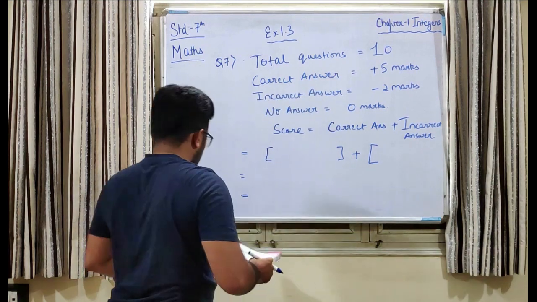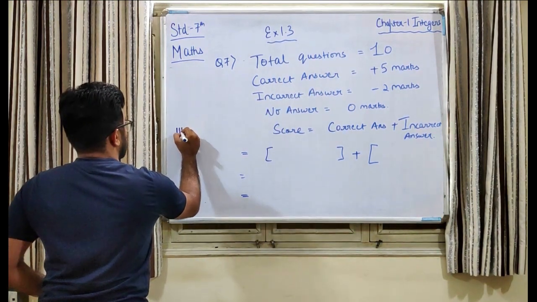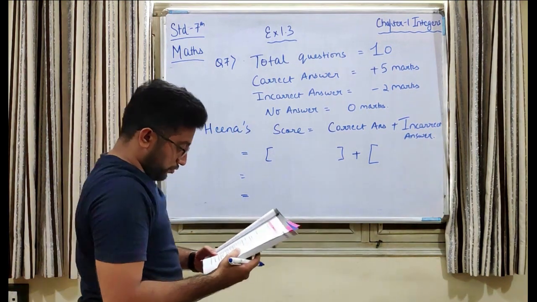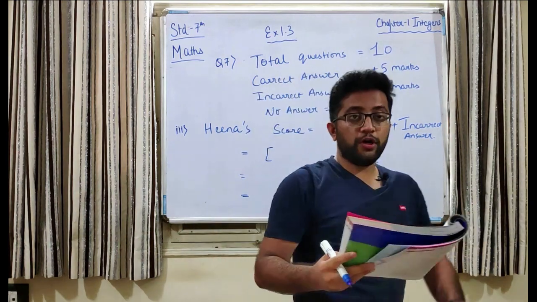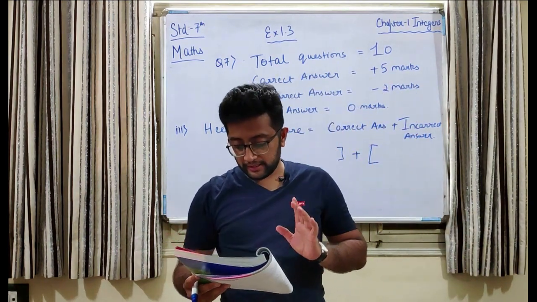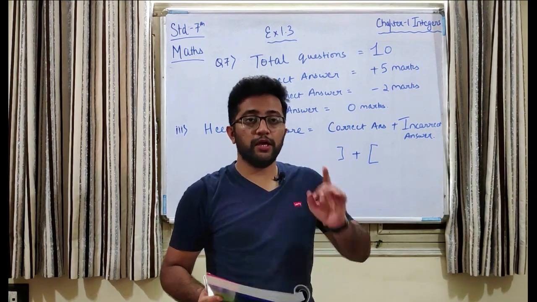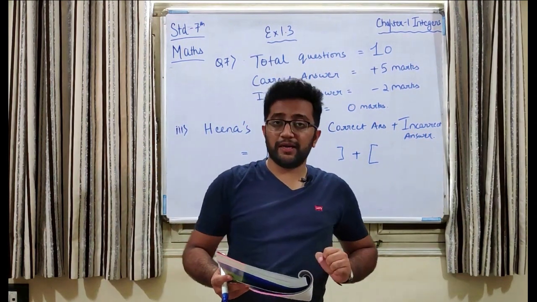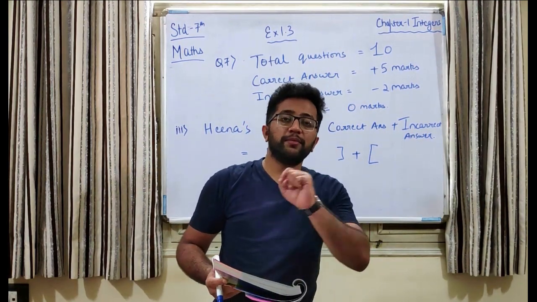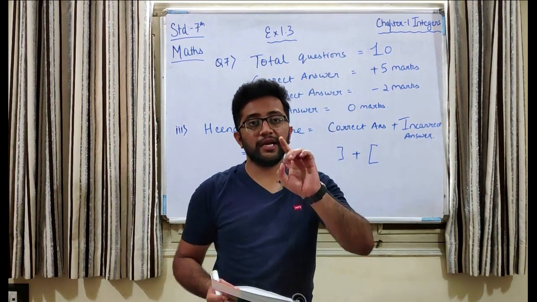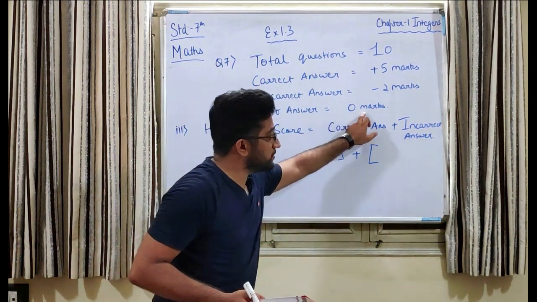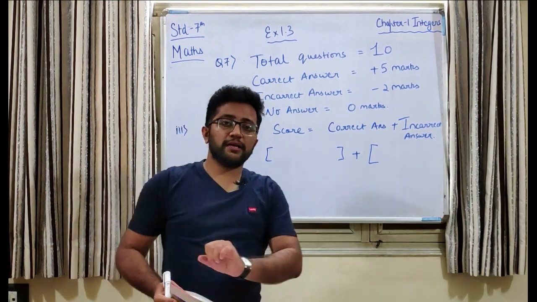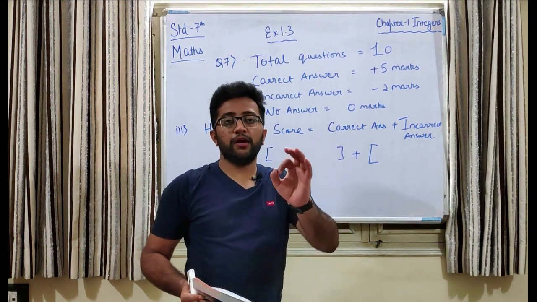Now let us try the third one, that is Hina. Read the question properly: Hina's score is based on 2 correct answers and 5 incorrect answers out of 7 questions attempted. There are a total of 10 questions, but she attempted only 7. So for the remaining 3 questions she gave no answer, so there will be 0 marks. No need to depict that in the answer here. We will directly solve for the 7 answers which she attempted.